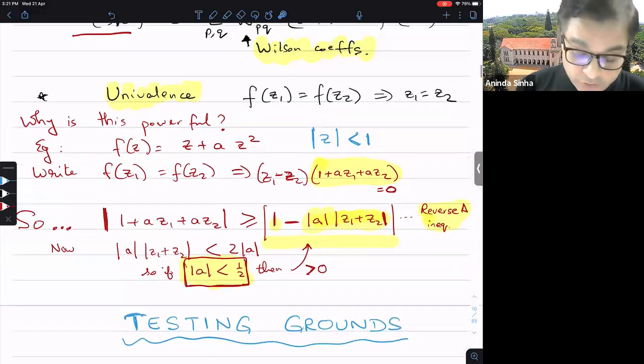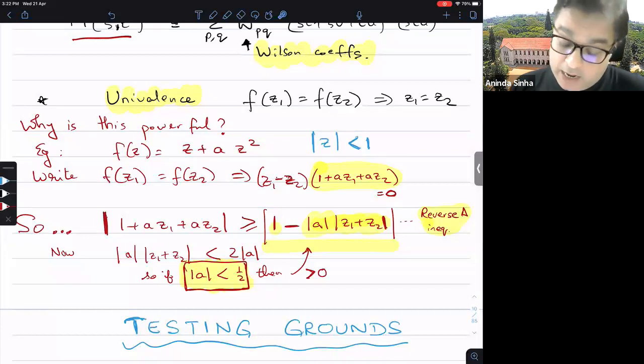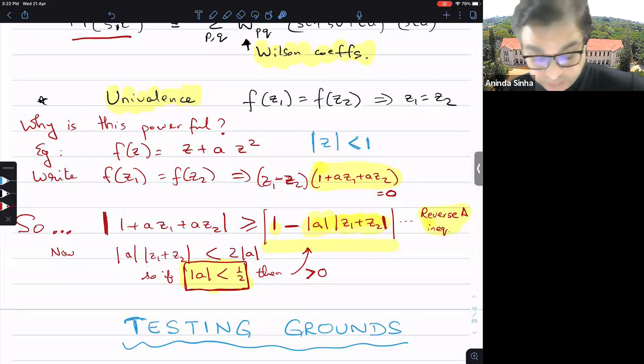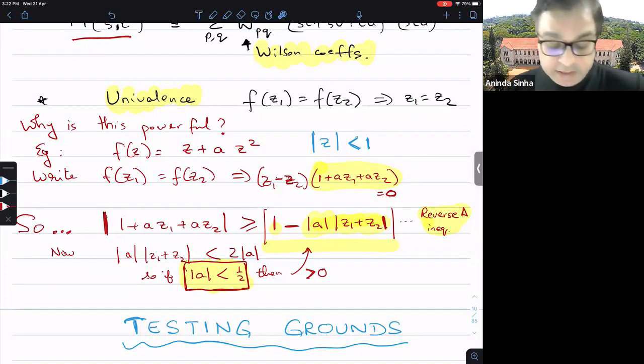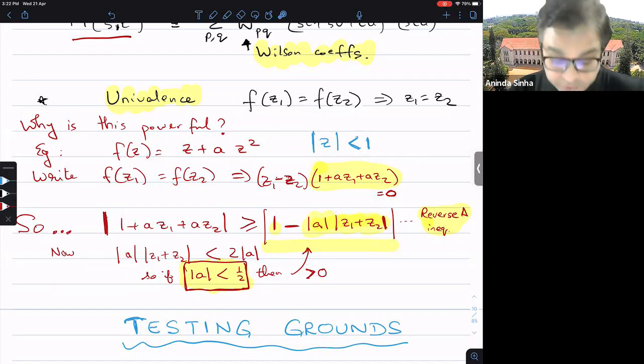So univalence is the following. Suppose you have an analytic function inside the unit disk, and univalence means the following: f of z1 is equal to f of z2 only if z1 is equal to z2. So in mathematical parlance, this is sometimes called injective. That is what univalence means. And why is this powerful? Let me consider a simple example, and this is very instructive.